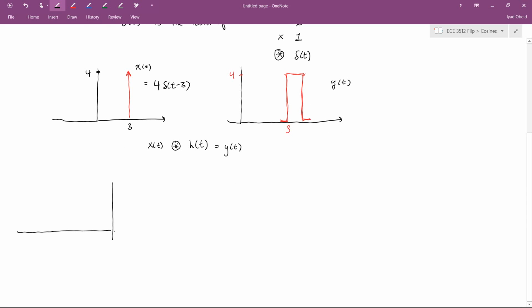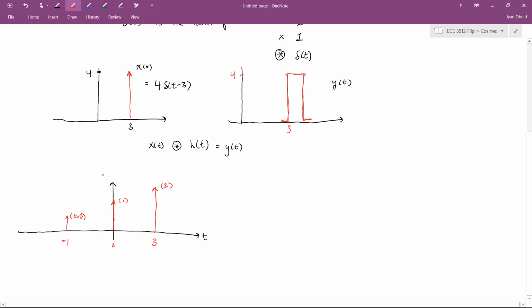Suppose now that my input signal looks like this. Suppose I have an impulse at 0, and then an impulse over here at, I don't know, 3, and an impulse over here at -1, and let's make this one have a height of a half. I shouldn't say a height, I should say an area. This one has an area of 1, and this has an area of 2. Okay, so let's say that's my input signal x of t.